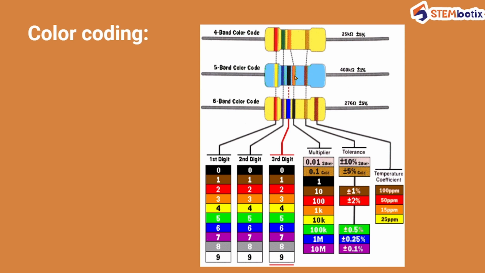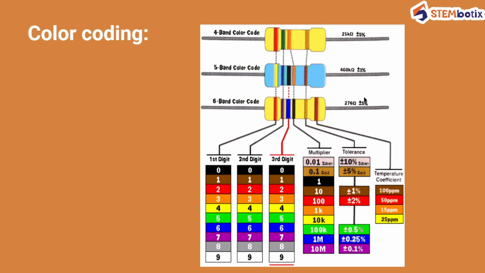Then this would be the multiplier. Orange would be the multiplier, which is 1k. So 460 times 1k is 460k, 460 kilo ohms. And the last one is tolerance, and this is brown. So brown would be plus or minus 1%.